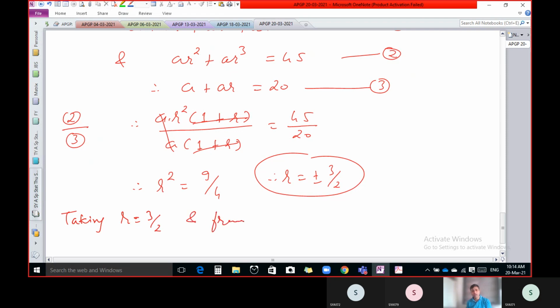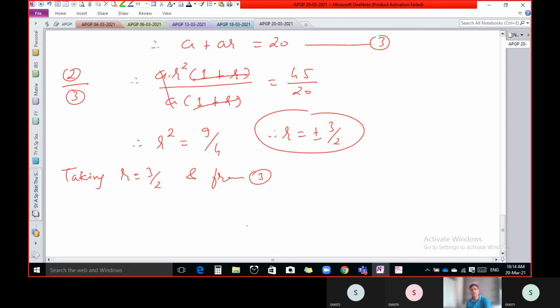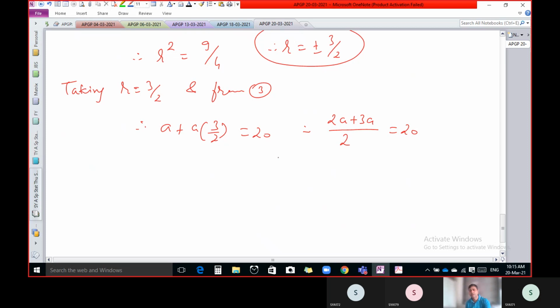And from equation 3, you can put in equation 1, 2 or 3, any of these. The better one is 3. So let us put r equal to 3 by 2. So what we get? a plus a into 3 by 2 equal to 20. Simplify. Take 2 LCM. In the numerator we get 2a plus 3a equal to 20. Take 2 to the other side. So we get 5a equal to 40. So a equal to 8.